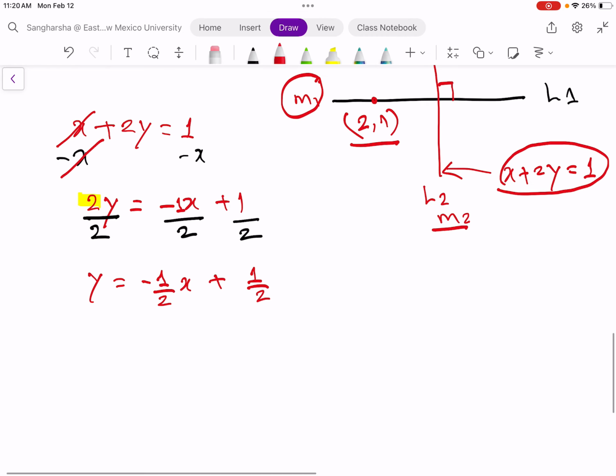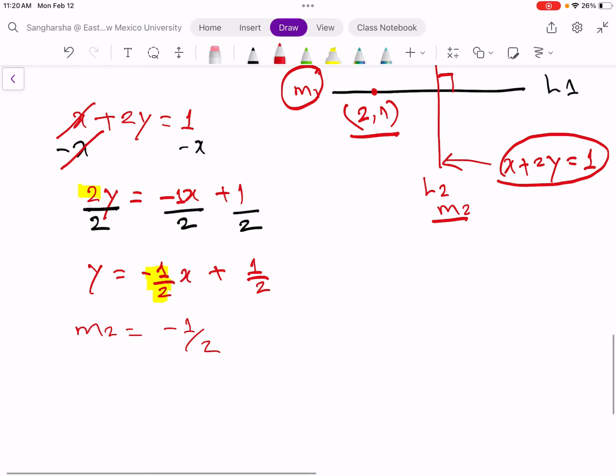Now, whatever coefficient you have for x, that is the slope. Here the coefficient of x is -1/2, and this is the slope of our line 2. So the slope of line 2 is m2, and m2 is -1/2. So you find the slope of the line given to you: we have the line x plus 2y equals 1, and we find the slope by solving for y; the coefficient of x is the slope. Now, since these two are perpendicular, m1 times m2 has to be -1. Okay, m1 is the slope of line 1, which we are trying to find. The product of m1 and m2 is always -1.